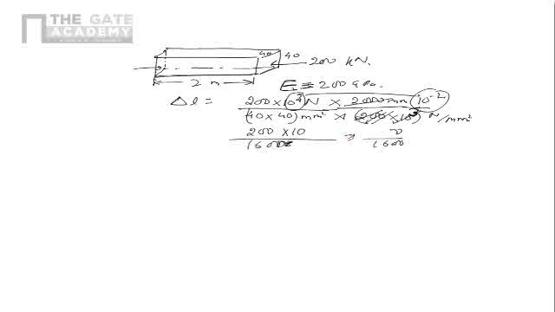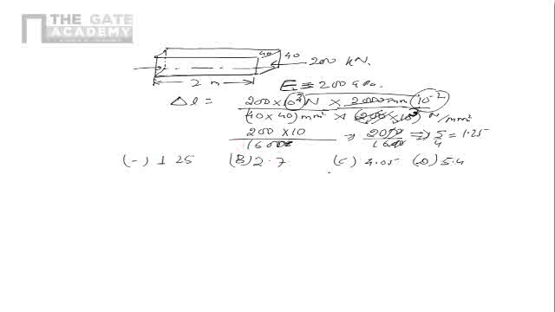What is the value of 2000 by 1600? It is nothing but 5 by 4 or 1.25, because this gets cancelled out. 20 by 16 is nothing but, if you divide by 4, it is 5 by 4. So it is 1.25. The options given are A 1.25, B is 2.7, C is 4.05, and D is 5.4. So the answer is A, 1.25 millimeter.